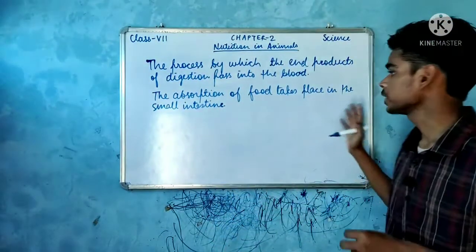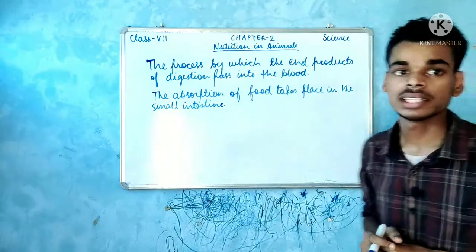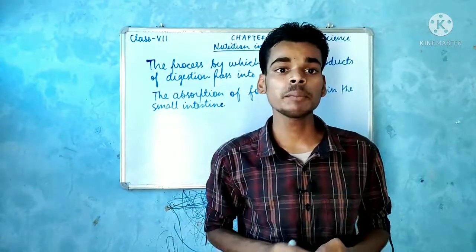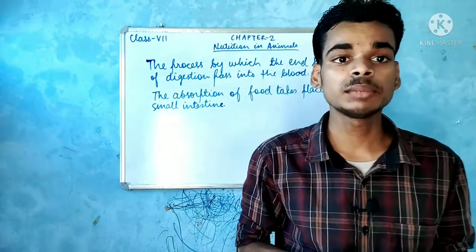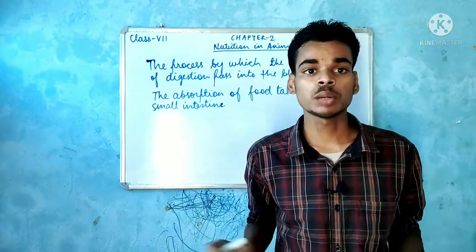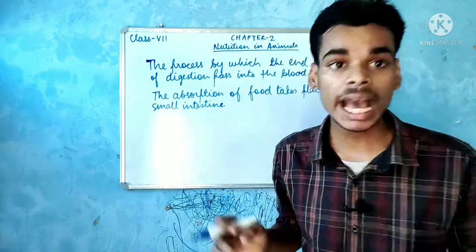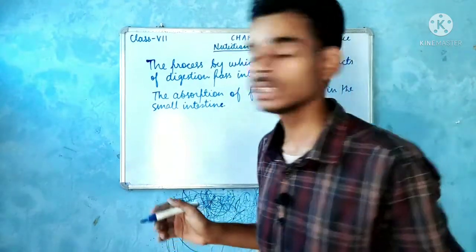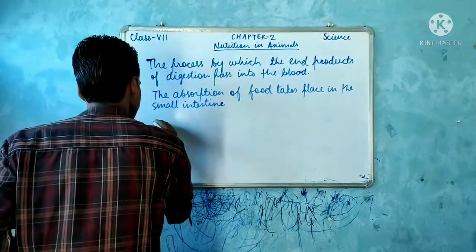The absorption of food takes place in the small intestine. The wall of the small intestine has finger-like outgrowths that help in the process of absorption, and that finger-like outgrowth is called villi. So what are villi?